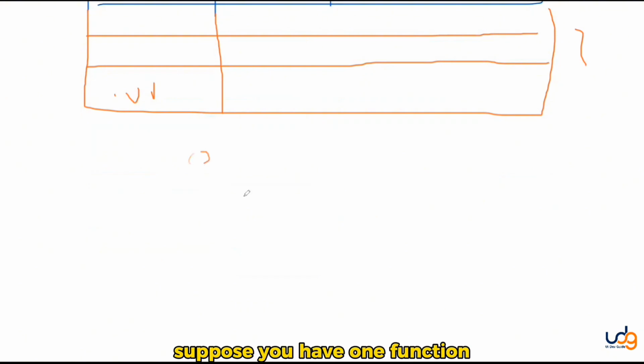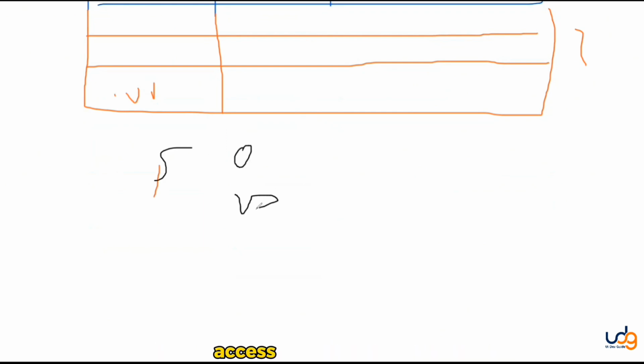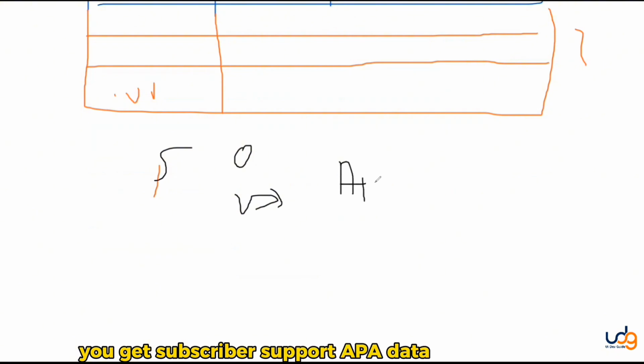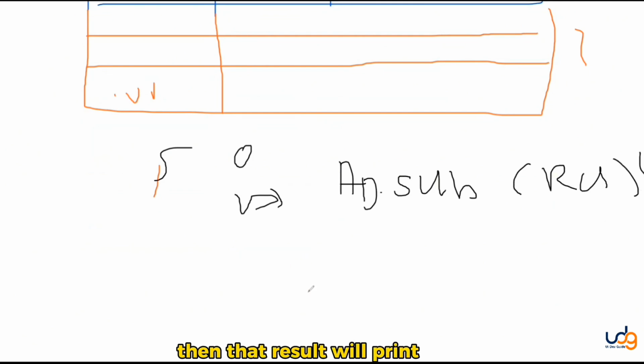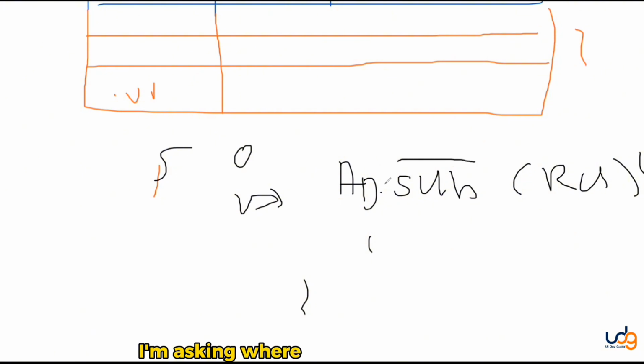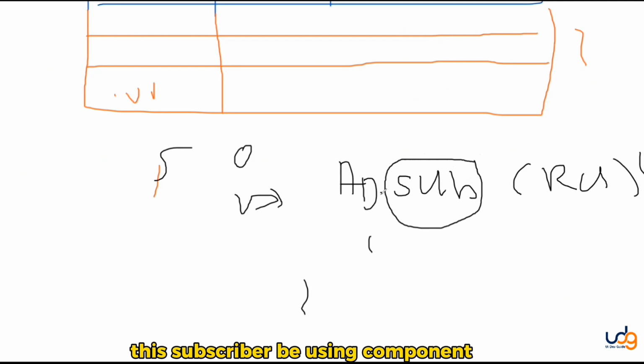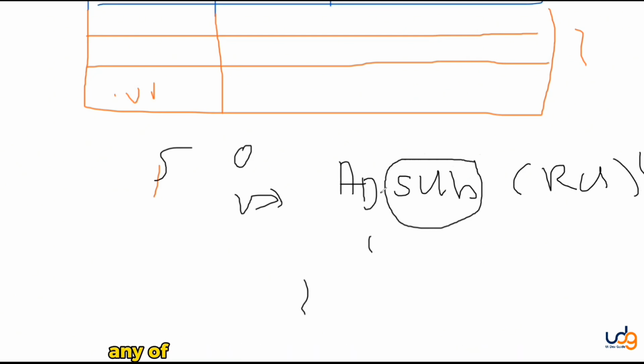Suppose you have one function. Sorry. So in a service, you will create an observable. To access that observable, you get a subscriber. Suppose API data dot subscribe. In that, you will get the result, then you print it with something like console.log. I'm asking where we use an RxJS operator. This subscriber we use in the component, and this observable we use in the services. I'm not asking about observable, I'm asking about the RxJS operator.